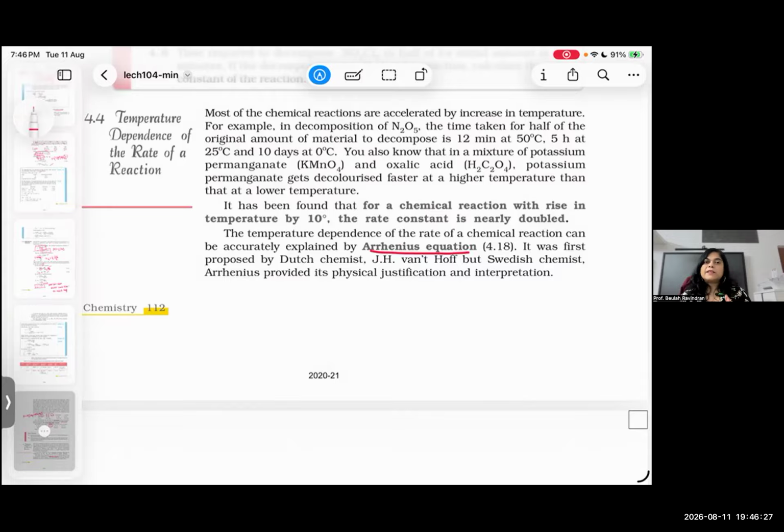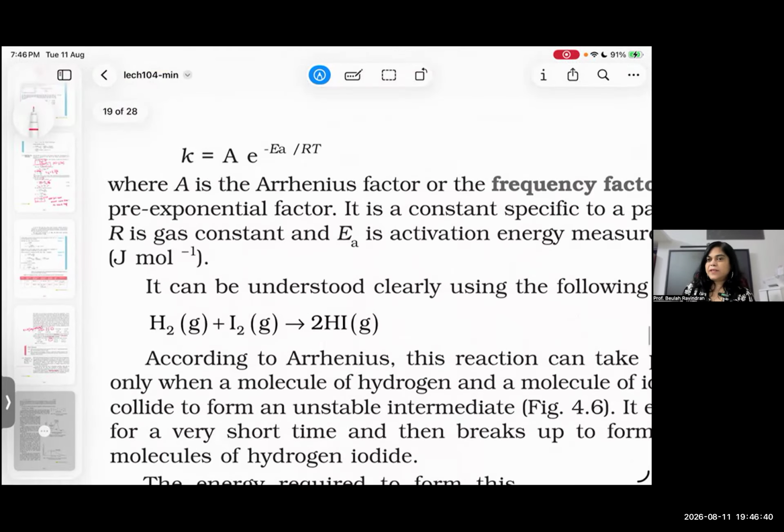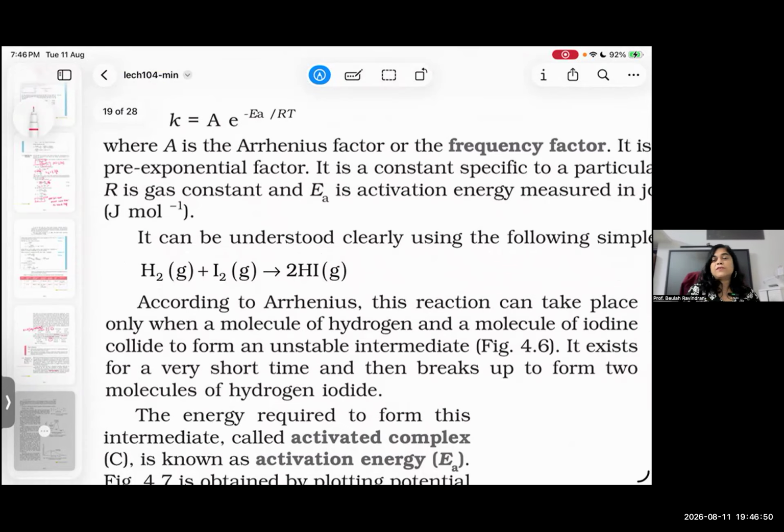So Arrhenius was a scientist. He quantified this relation using the Arrhenius equation. That Arrhenius equation is this one: k = A e^(-Ea/RT). This Ea is the activation energy that we are going to learn right now. A is the Arrhenius factor or the frequency factor, showing how fast the chemical reaction takes place.